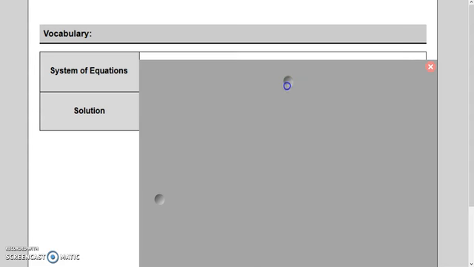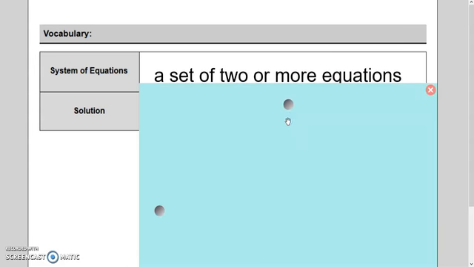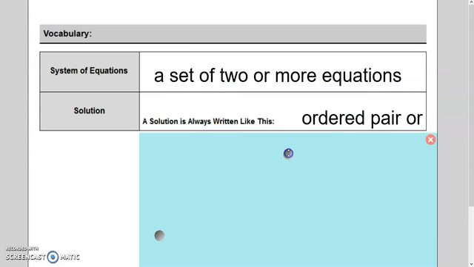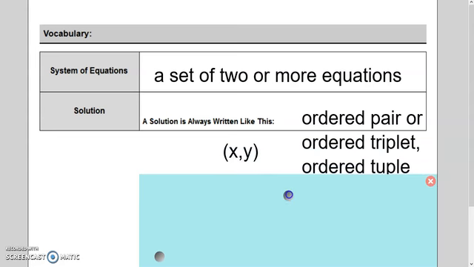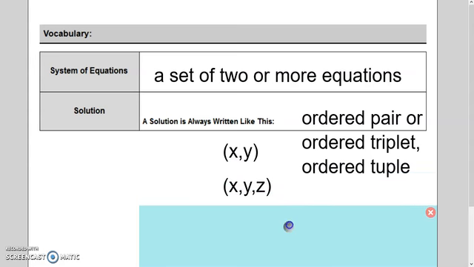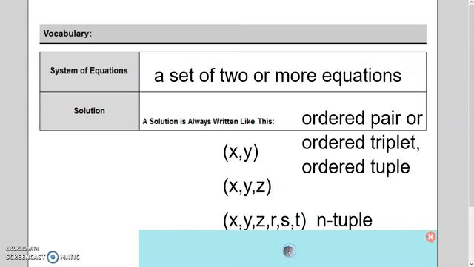So a system of equations is a set of two or more equations, and these equations are connected somehow to an actual problem where we have some unknowns. We'd have two unknowns and we have two equations. The solution for these systems of equations is written as an ordered pair if you've got two equations and two unknowns, or an ordered triplet if you've got three unknowns, and an ordered tuple if you've got more than that. And sometimes it's also known as an n-tuple. So in this case there are 6 of them, so we could write this here as a 6-tuple.